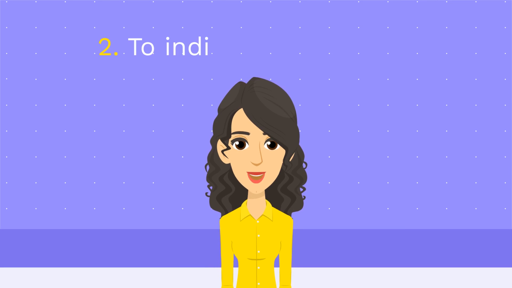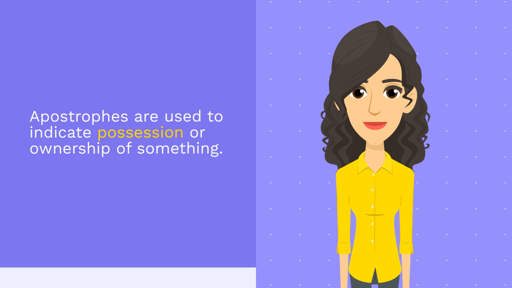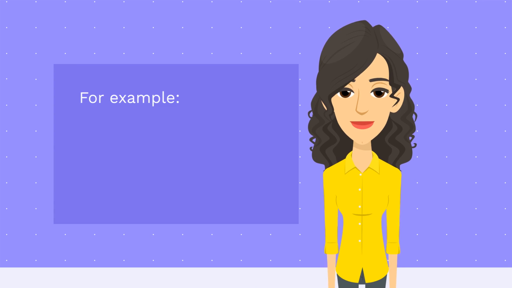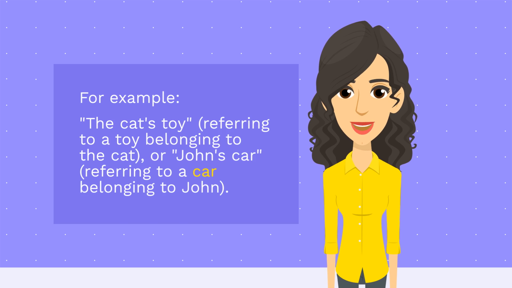2. To indicate possession. Apostrophes are used to indicate possession or ownership of something. For example, the cat's toy, referring to a toy belonging to the cat, or John's car, referring to a car belonging to John.